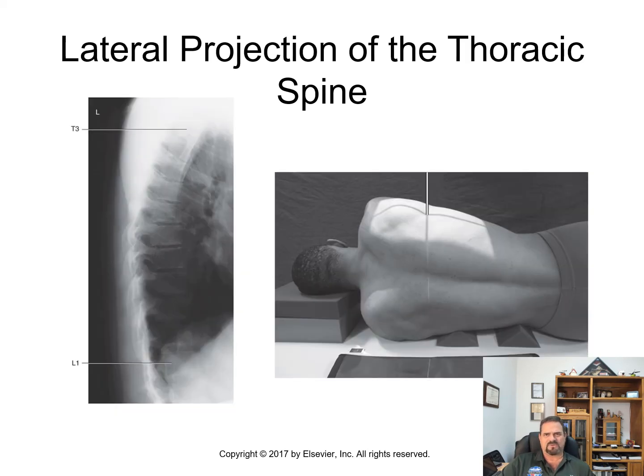All right, so lateral projection of the spine, as you can see here, here's thoracic 3, T3, and down here's lumbar 1. All right, got a nice representation here about mid-spine, just below the scapula. Here's your scapula right here. So you'd want to use that as your focal point to get a good projection of the thoracic spine.